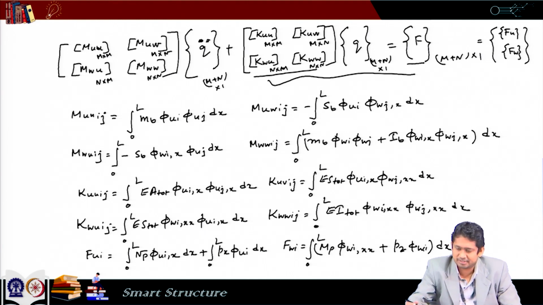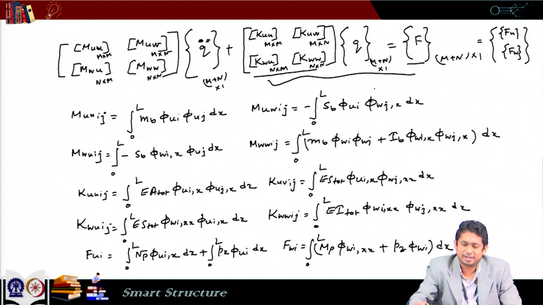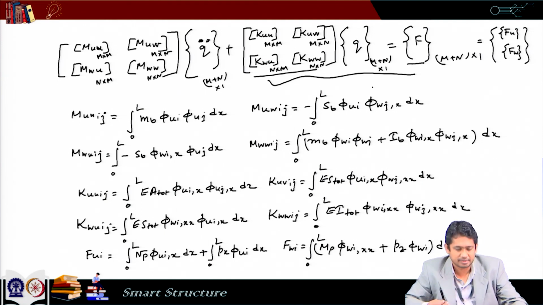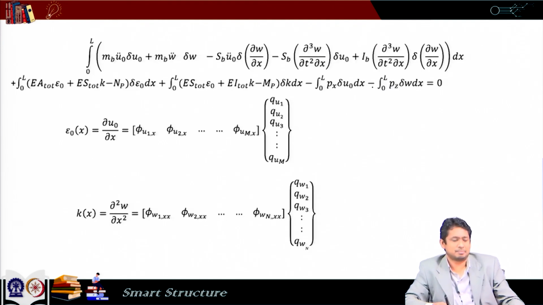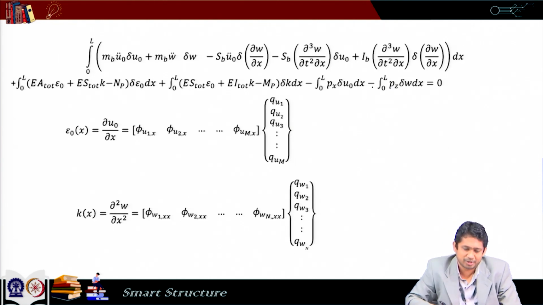We can solve this equation as an initial value problem, and we will get q as a function of time. So, that will tell us at each time step what is my q, and if we get the value of q at each time step, then we can back substitute to the approximation, and that will give us the value of u0 and w at each time step. Now, we will look into the other approach, where we directly put the approximations in the variational indicator and solve it.